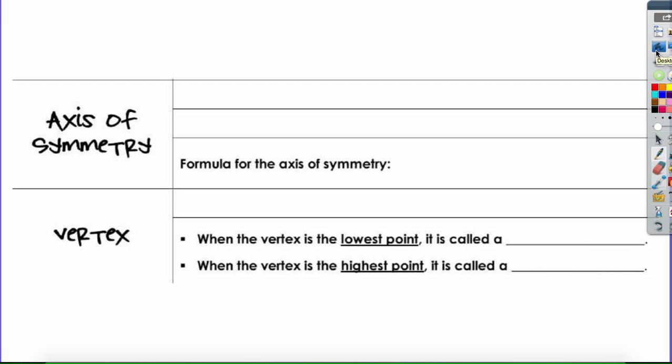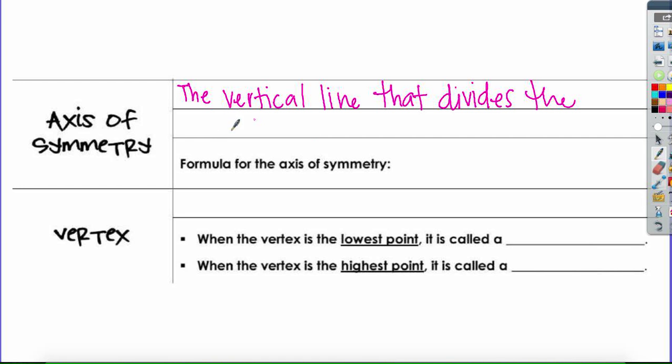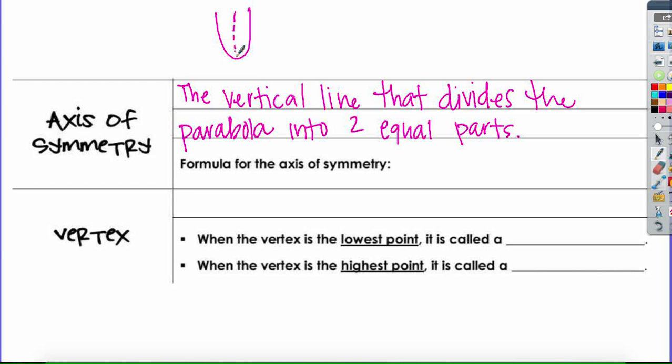So now let's talk more about the axis of symmetry. We said that the axis of symmetry is the vertical line that divides the parabola into two equal parts. It is that imaginary line where we would be able to fold the parabola in half and it would match perfectly.